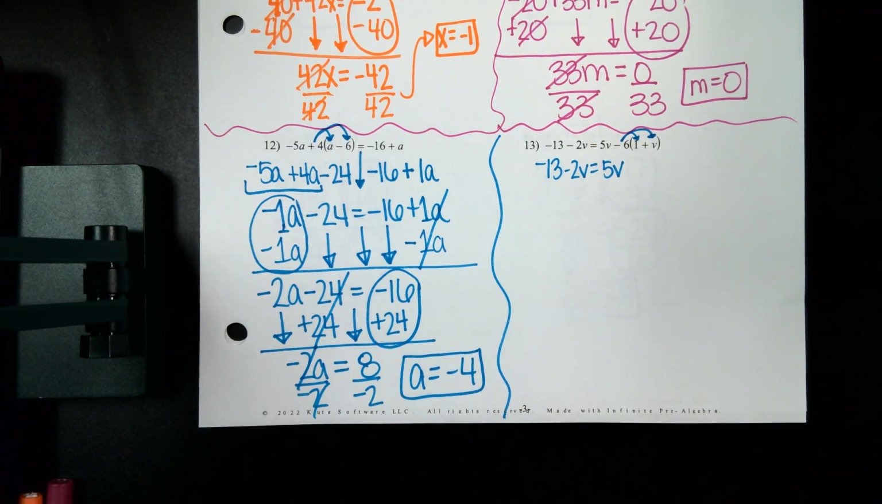Would this one be combined? So you still want to distribute. You still want to do the -6 times 1 and -6 times v. Oh yeah, attach them, you mean? Mm-hmm.